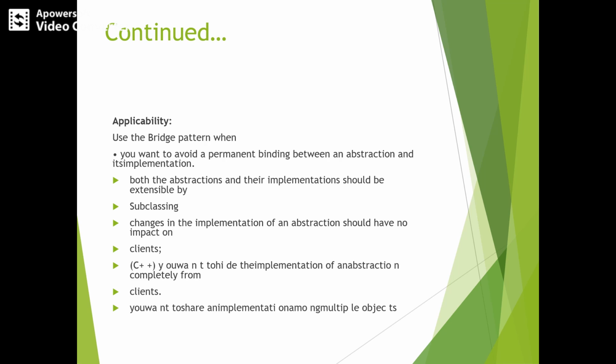Another thing: use the bridge pattern when you have a proliferation of classes. In the earlier motivation diagram we had seen such a class hierarchy, which indicates splitting an object into two parts. So that is one consideration.